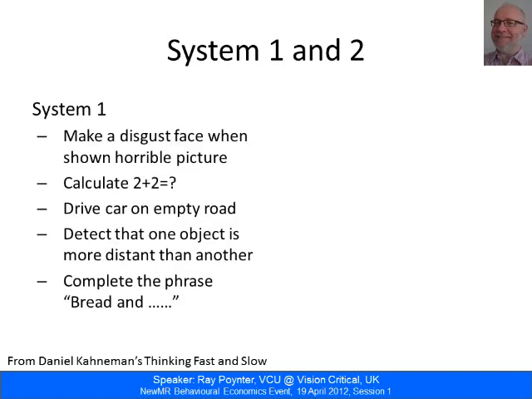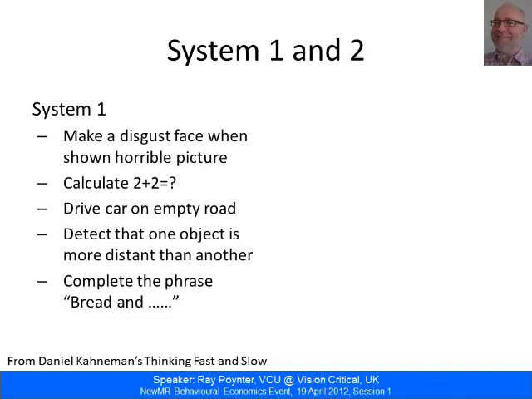The first is System 1, which is this lightweight, really fast, low energy, heuristics based. So, make a disgust face when you're shown a horrible picture. You don't have to think, oh, I better look disgusted. It just happens. If I ask you what is 2 plus 2, you know the answer without having to do arithmetic. If you're driving a car on an empty road, this was quite scary. You actually drive a long way and realise afterwards that you weren't thinking very much. You were just doing.